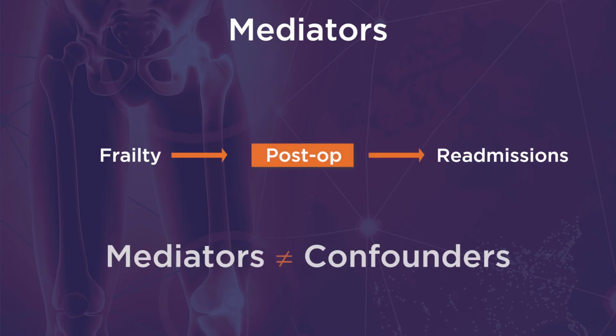Mediators are frequently mistaken for confounders. It is incorrect to adjust for mediators in the statistical analysis. For example, if the exposure-mediator, mediator-outcome, and exposure-outcome associations are all in the same direction, just like in this example, controlling for the mediator results in an estimated association that is smaller than the true association between exposure and outcome.